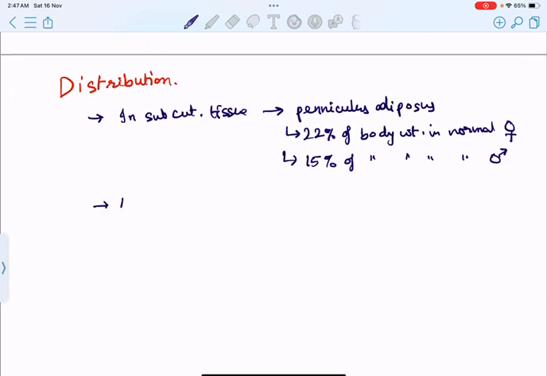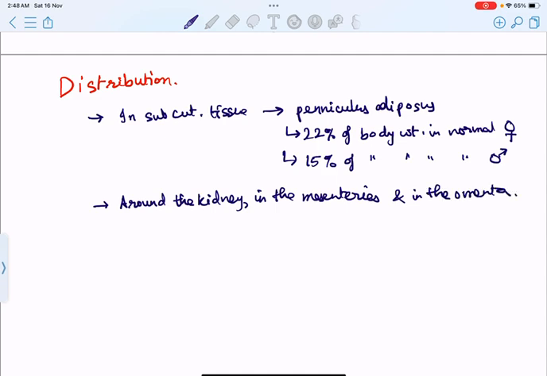Then again, it is present around the kidney. It is also present in the mesenteries and in the omenta. It is also present in bone marrow and as localized fat in the synovial membrane.